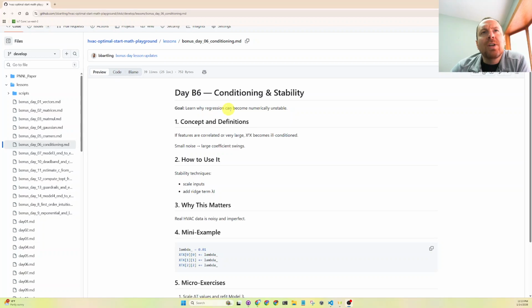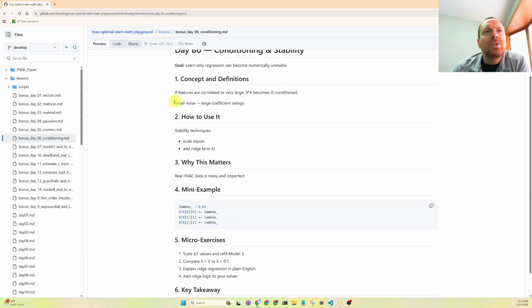Why can regression become numerically unstable? If features are correlated or have very large X transpose X, it becomes ill-conditioned. Small noise correlates to large coefficient swings. That's why we are calculating the best model with the average squared error and not just error.